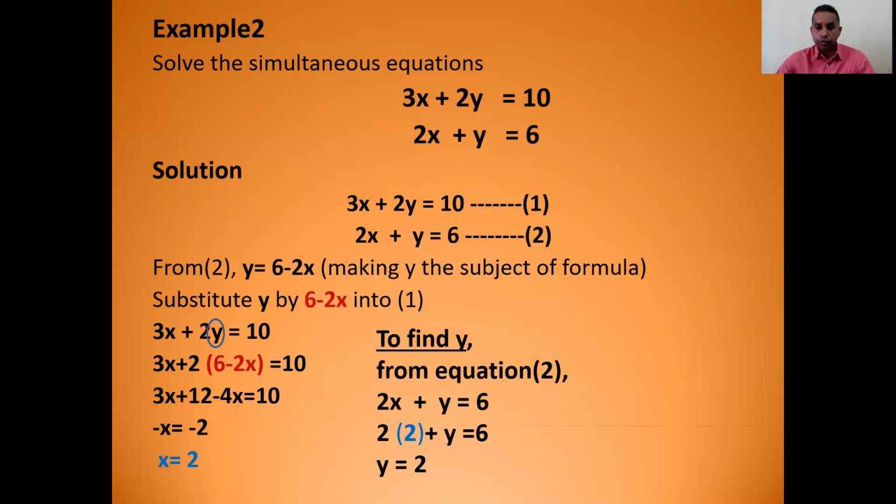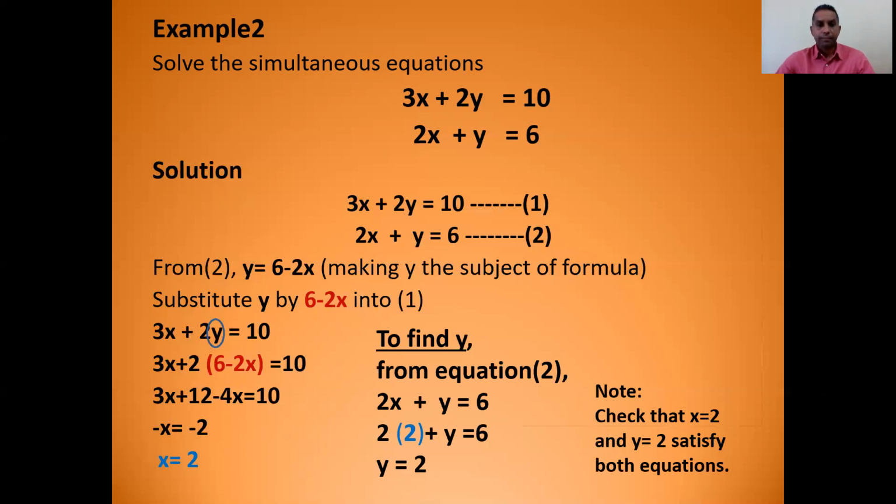Put x is equal to 2 and y is equal to 2 in the first equation and see whether it gives you 10. Put x is equal to 2 and y is equal to 2 in the second equation, see whether it gives you 6. If this is the case, it means that you have correctly solved the simultaneous equations.